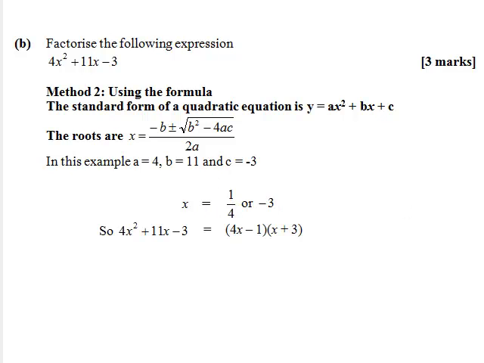So we can write that this equation is 4x minus 1 times x plus 3, which is the same as we got in the first part. You can use either way, you won't get more marks for one or the other, it's just can you get the answer.